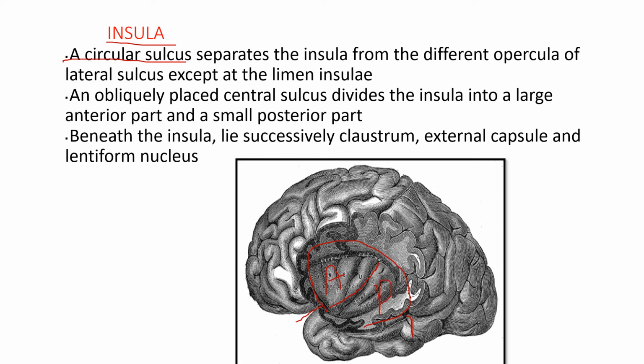Beneath the insula, if you remove the insula also, what white matter and grey matter will we see? The claustrum, external capsule and lentiform nucleus. So that is beneath the insula. So we have completed the insula. Side by side I have given the important points about the insula so that you will be able to write them as short notes.